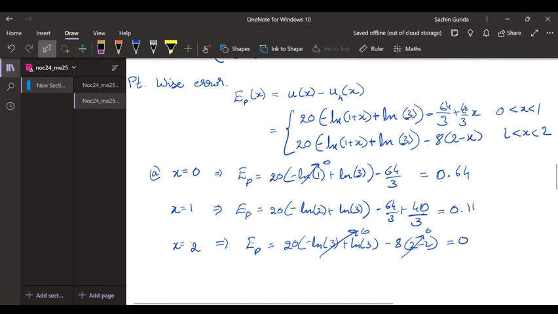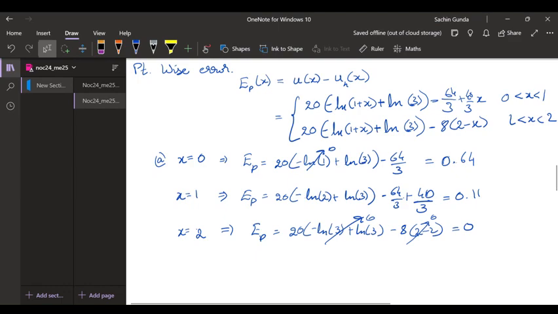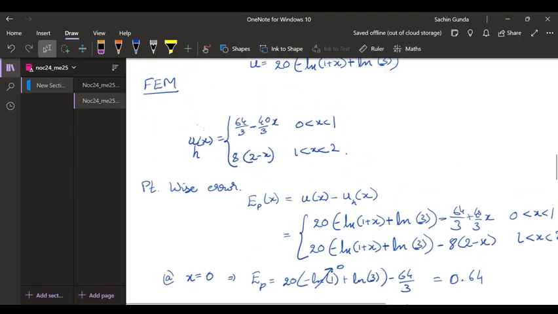So this is how the error varies with x. As you come closer to the boundary condition, it is decreasing. This is the pointwise error. Let us go to the next type of error.